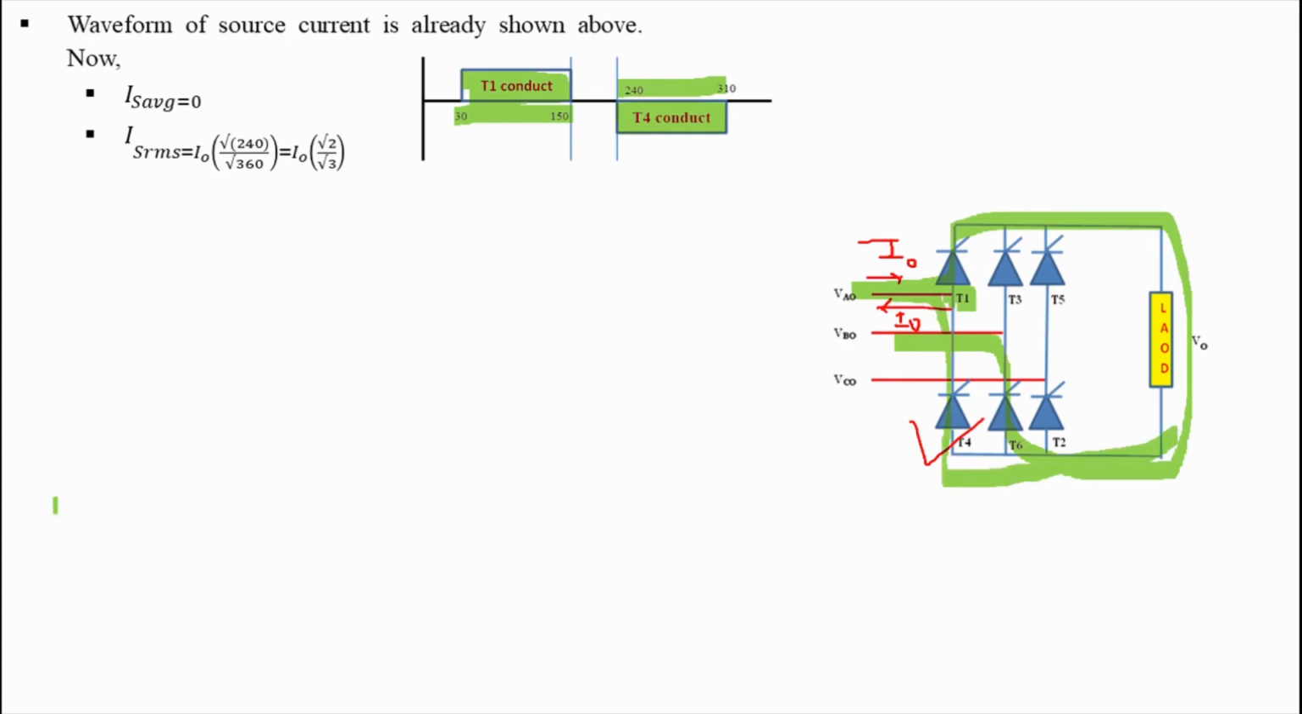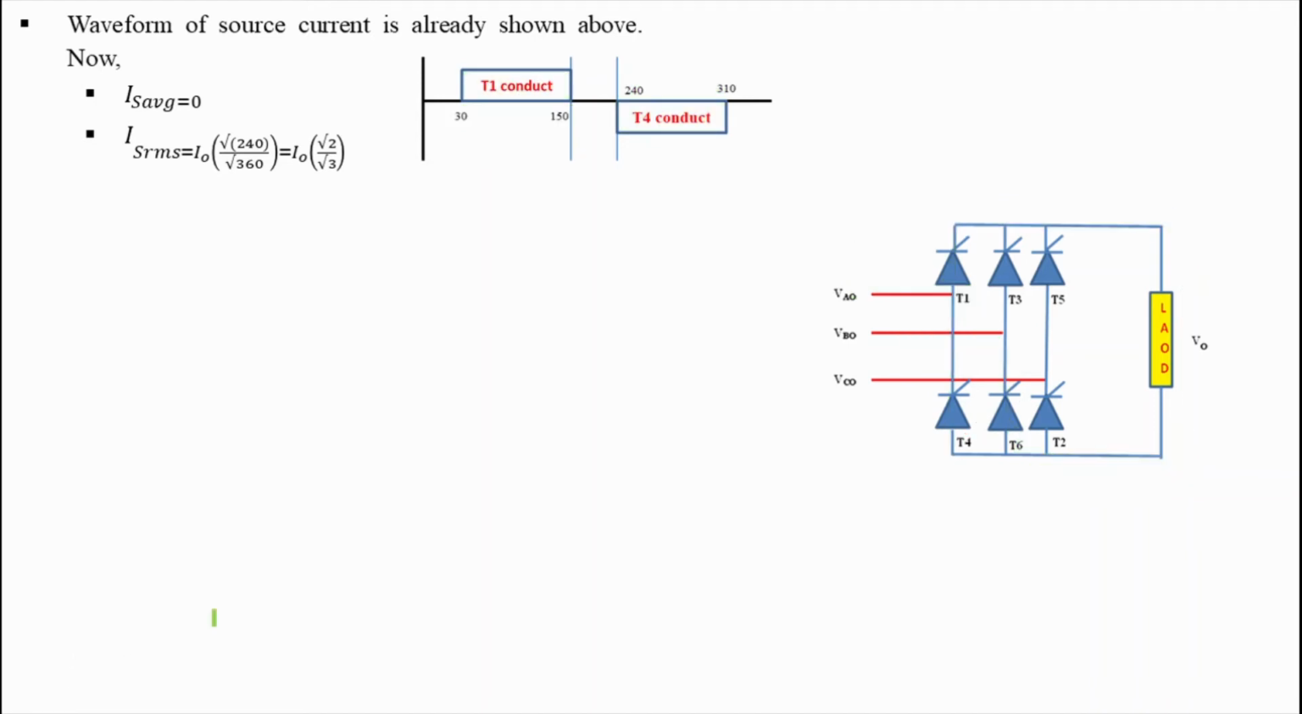So in this way, we can see that positive and negative half cycles of this source current waveform are equal. This positive half cycle is equal to negative half cycle, so we get average output current equal to 0.